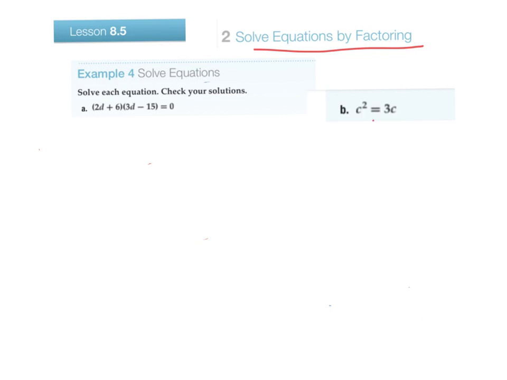So in a case like this problem, we don't have parentheses, we don't have factors. So we need to factor it. And to do that, I'm going to get the letters on the same side. So c squared, I'm going to minus the 3c, and I'm going to make it equal to 0. So now I have it equal to 0, which is the zero product property. And now I want to factor this.